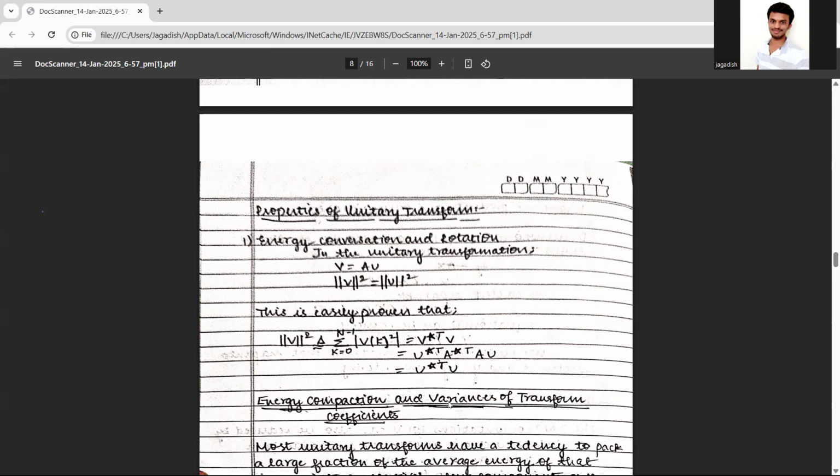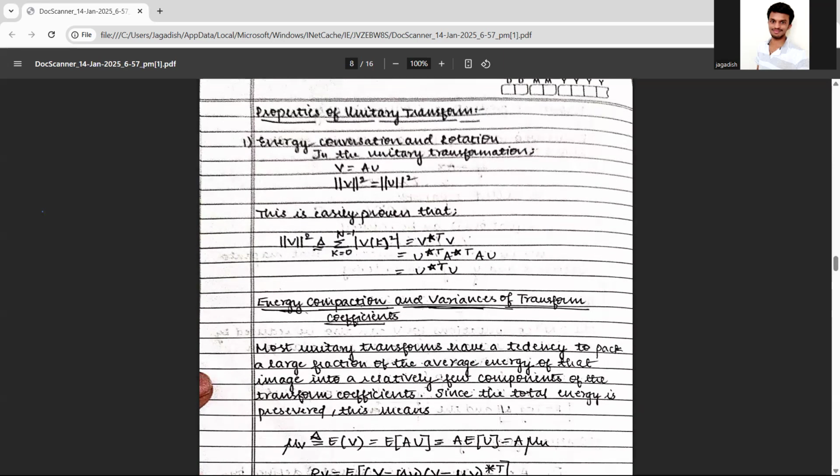This can be easily proven: the length of V square is equivalent to summation K equal to 0 to n minus 1 of V of K whole square, which is equal to V star transpose into V. V star transpose is nothing but U star transpose A star transpose into AU. A star transpose and A you can omit, which will be equivalent to U star transpose into U.